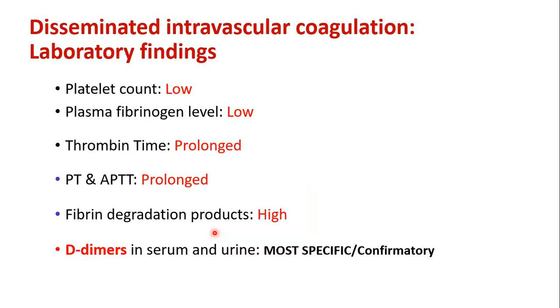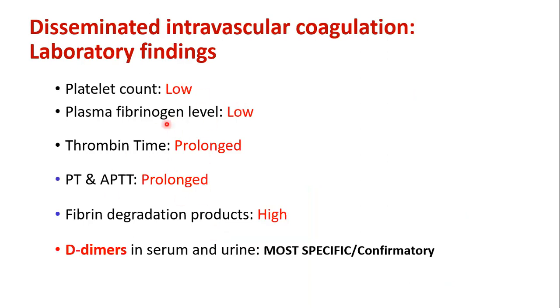Very interestingly, in DIC the lab findings are all disturbed. Platelet count is low because all platelets are used in the formation of thrombus. Plasma fibrinogen level is low because plasmin is already used. Thrombin time is prolonged, meaning thrombin formation is delayed. Activated partial thromboplastin time and prothrombin time are both prolonged. So basically all factors are deficient, because there is a lot of clot formation.